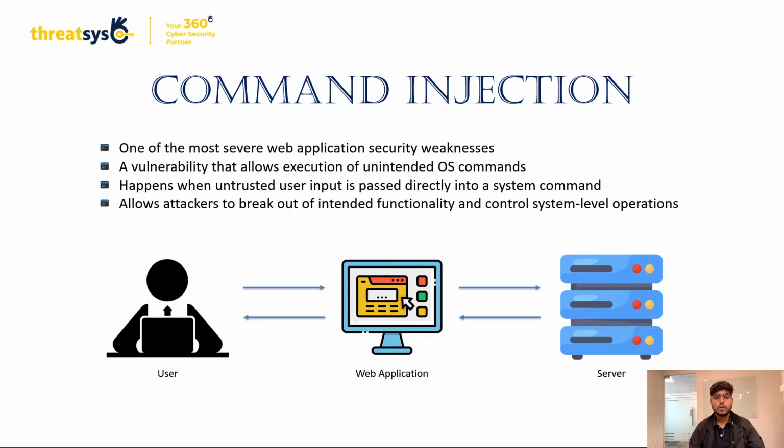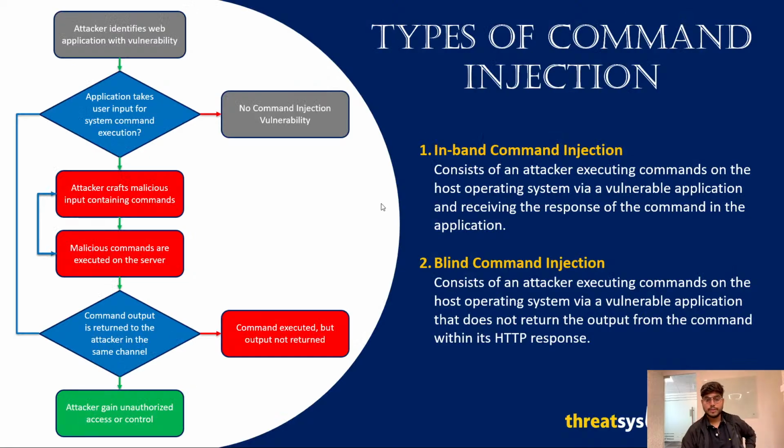Now that we know what it is, let's take a look at the two major types of command injection. First is inband command injection, and another is blind command injection. Beyond the differences between them, let's recognize how attackers exploit these vulnerabilities and how defenders should test for them. Let's first start with inband command injection. This is the most straightforward and dangerous type of command injection. The attacker sends a malicious command and immediately sees the result in the application response.